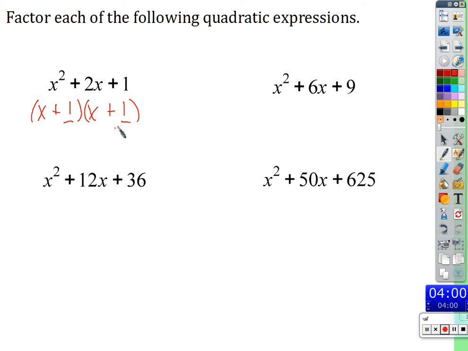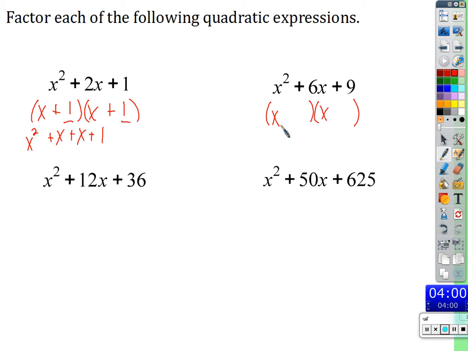We're going to multiply x times 1, that's going to give us x. 1 times x, that's also going to give us x. x plus x is 2x, right? So we get x squared plus 2x plus 1. Let's go to this one.